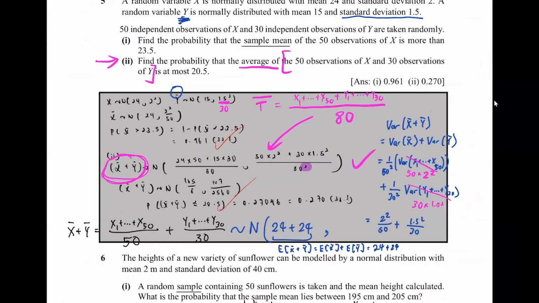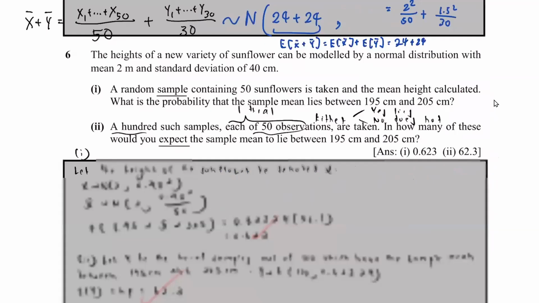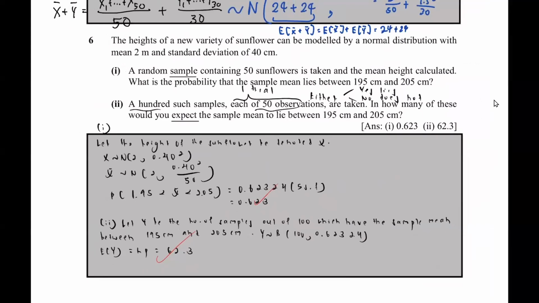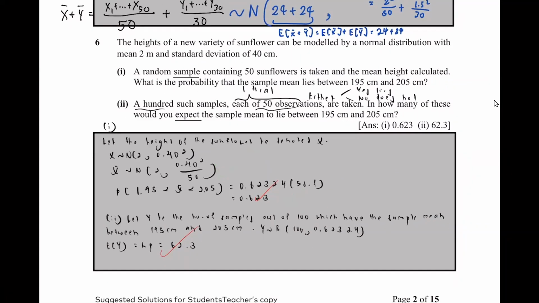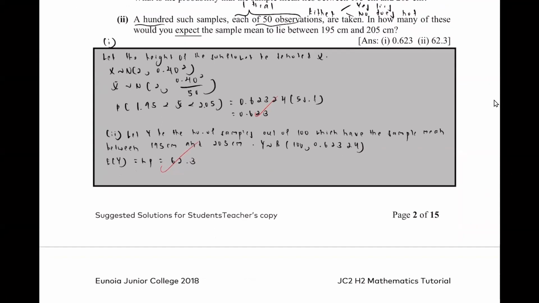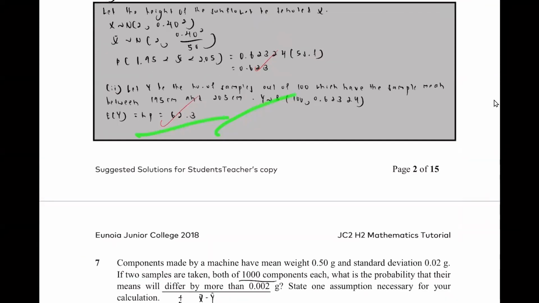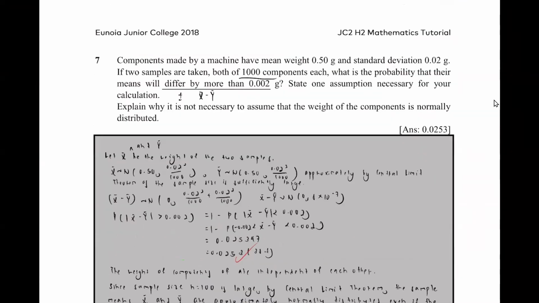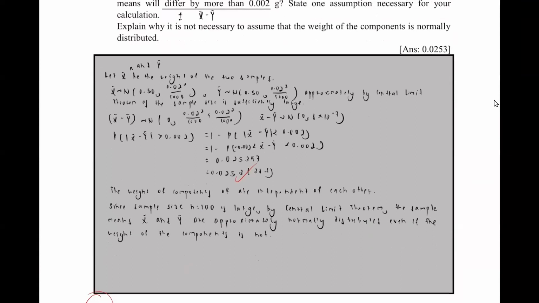Question 6. Okay, yeah, this is fine. Just distribution, just CDF. This one is binomial, you calculate the mean. Okay, nothing to talk about.